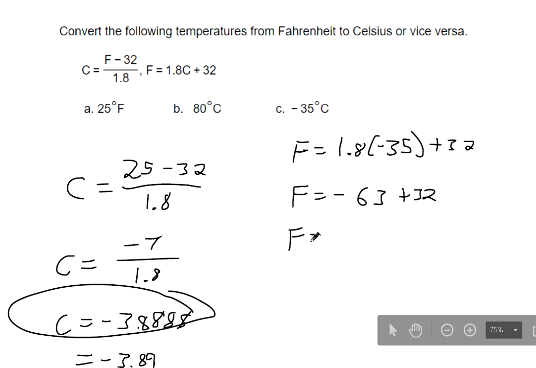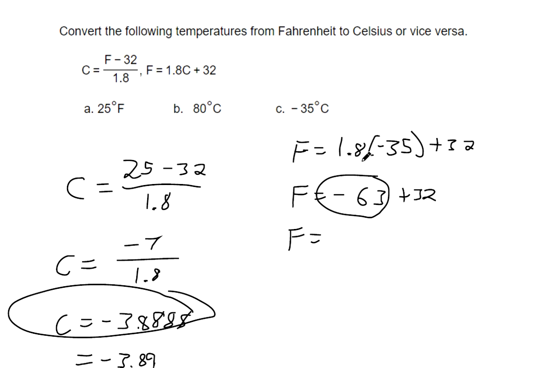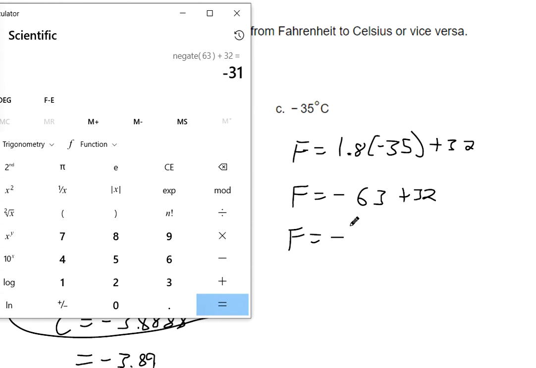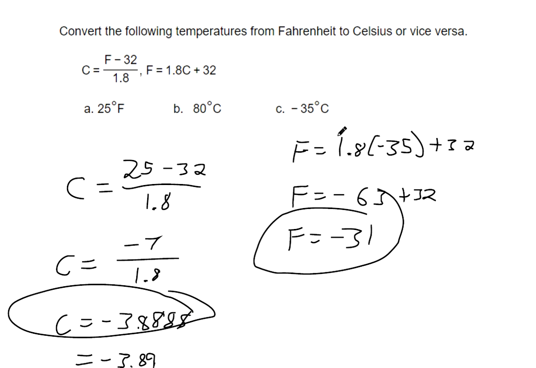And then careful with your calculator. Look, think of it this way. If you had owed $63 and then you put $32 towards your debt, towards what you owed, you should still owe money, right? So it should be negative. But in my calculator, I'm going to make it negative and add that 32. So -31 is my answer for this one.